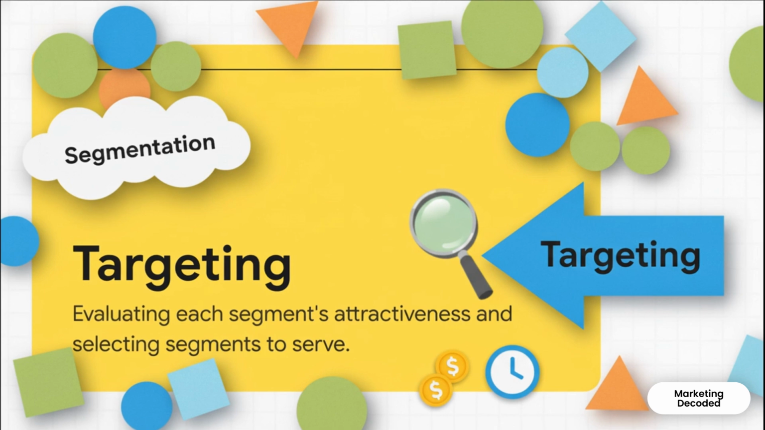The legendary Philip Kotler defines it perfectly. Targeting is the process of evaluating each segment's attractiveness and selecting one or more segments to serve. Think about the difference this way, all right? Segmentation is observing the market and saying, hey, here are the different groups out there. Targeting is actually taking action and saying, right, here is exactly which of those groups we are going to focus our time and money on.